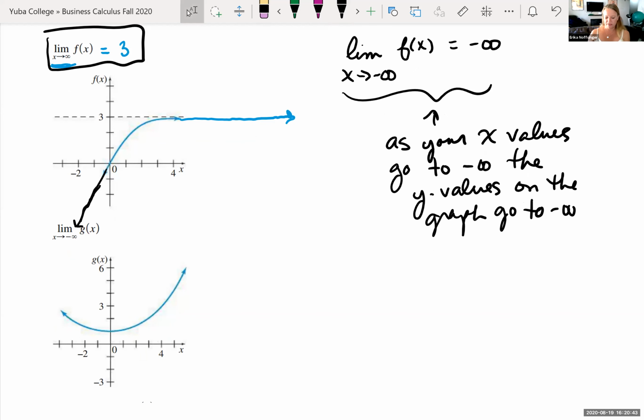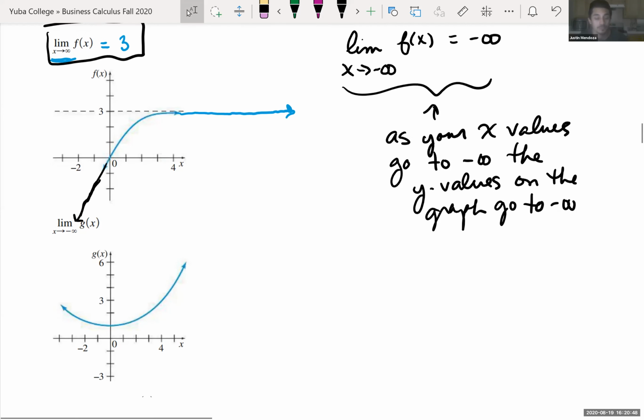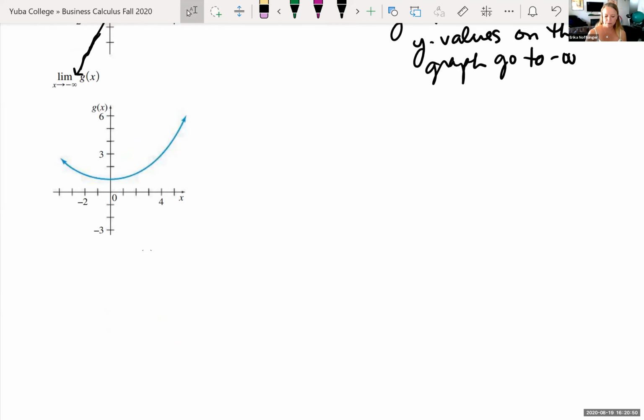Okay, so let's look at that second graph of g of x. This one's saying, look at the limit as x approaches negative infinity of g of x. So we're looking at the graph, and as x is going to negative infinity, we want to see what your y value is going to. Is it going to any particular value or not?